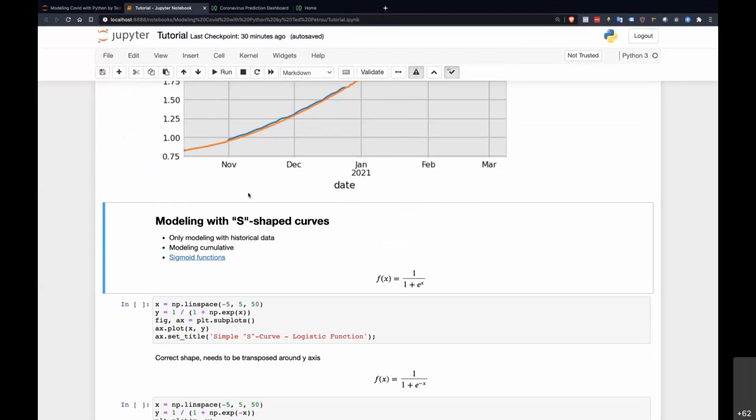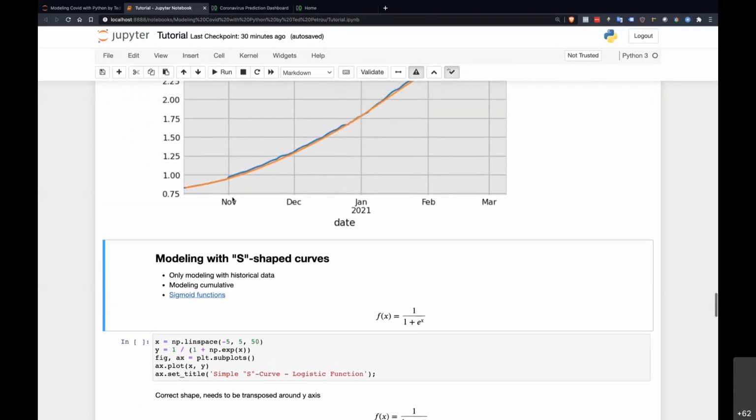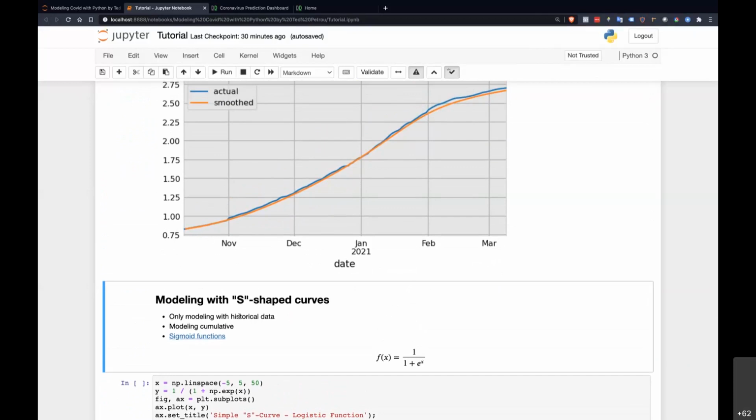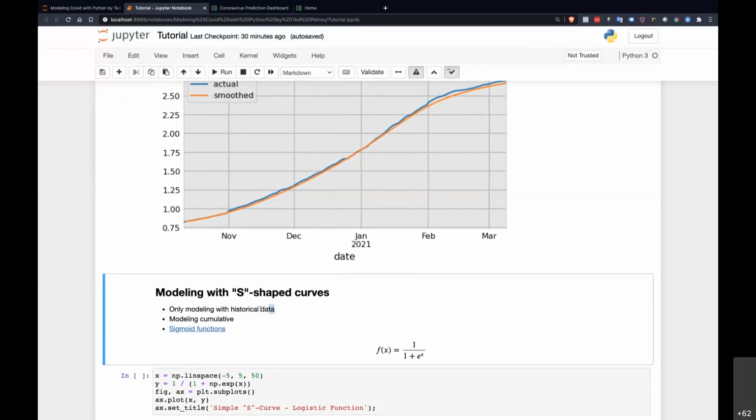Okay, so the way I chose to model: I'm modeling the cumulative historical data just with historical data. So that's key to understand how I did this. I only looked at the historical data, so just the number of previous cases is all I looked at. And obviously there are many other potential things you can add to the model. But it turns out looking at just historical data works fairly well. And we're going to be modeling the cumulative number of cases over time.